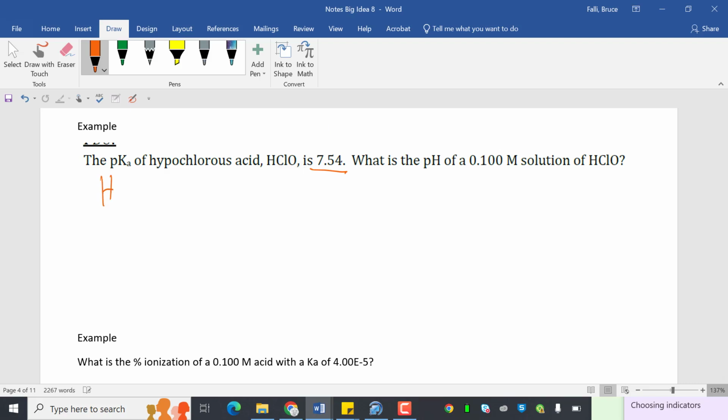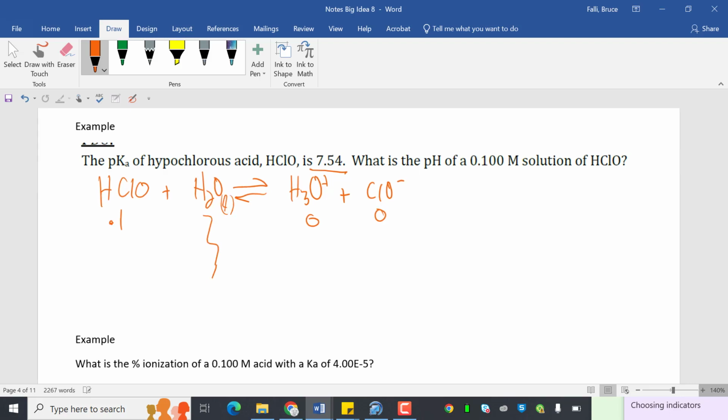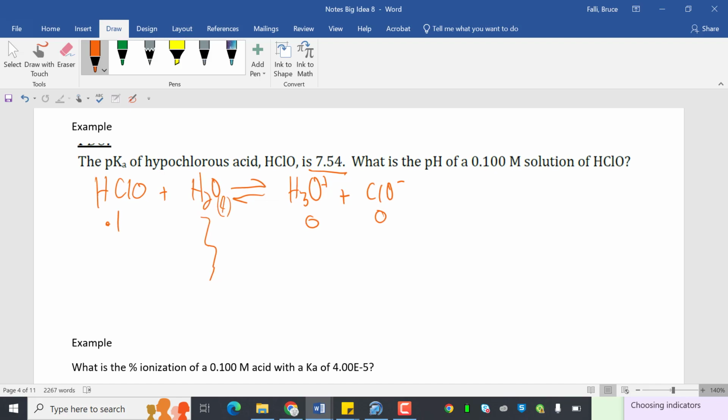So remember, whenever I've got Kas, I'm going to write my equation. HClO plus H2O, so it's going to react with water, gives me H3O positive plus ClO negative. So what is the pH of a 0.1 molar solution? I'm going to start with 0.1 molar of this, 0, 0. What about water? I don't care about water because it's a liquid. So minus X, plus X, plus X: 0.1 minus X, X, and X.